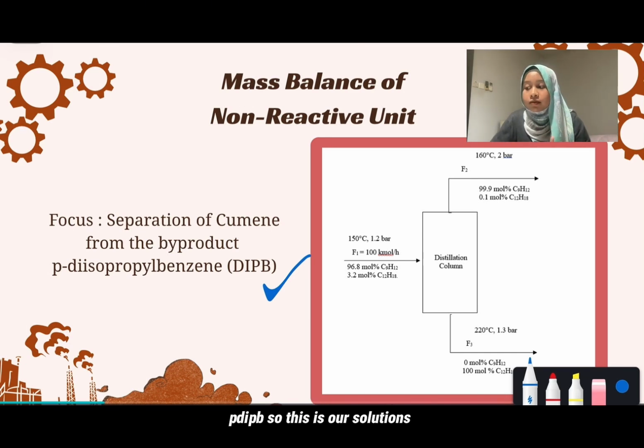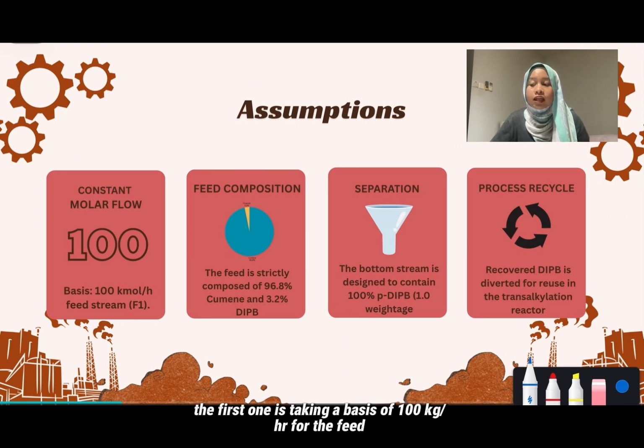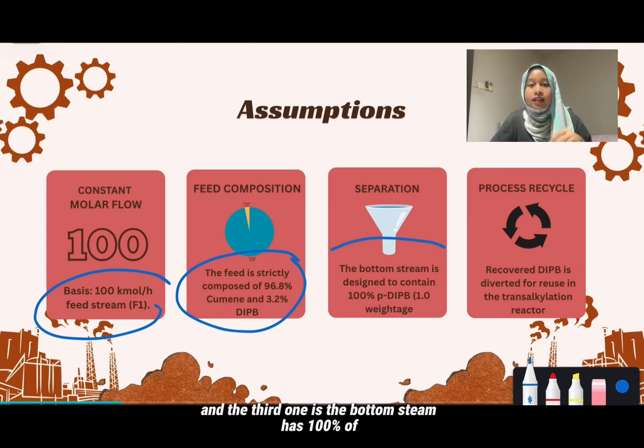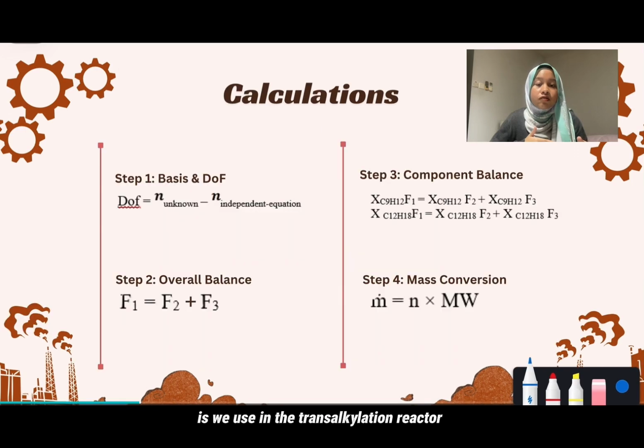So these are our assumptions. The first one is taking a basis of 100 kmol per hour for the feed, and the second is that the feed is strictly composed of 96.8% cumene and the rest is DIPB. The third one is that the bottom stream has 100% of the PDIPB, and the fourth one is that recovered DIPB is reused in the transalkylation reactor.